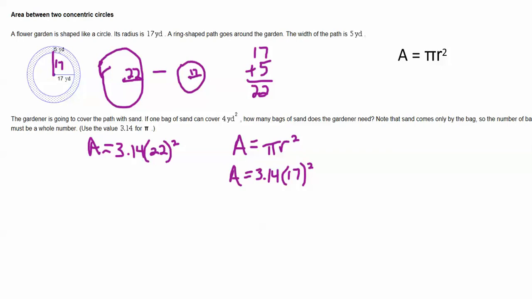Okay, so be careful, make sure you get your radius. If they ever give you diameter, remember diameter is 2 radius put together, so you'll have to cut that diameter in 2 or in half so that you find the radius. Okay, so just make sure you have your radius correct.